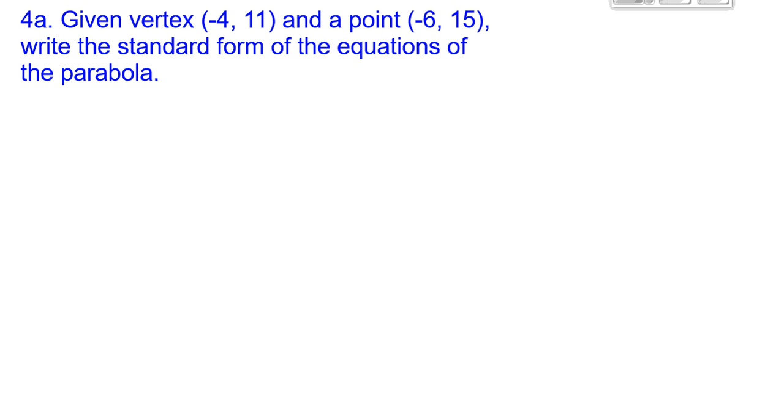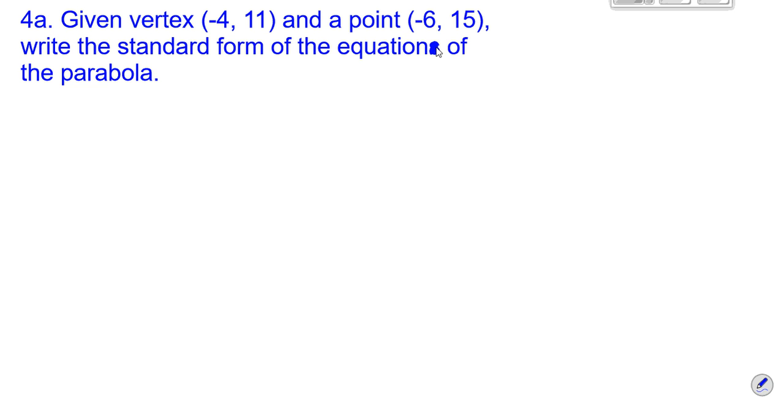This is a recording for pre-calculus notes section 2.1 part 2. If you remember, I left you with a problem to try, number 4a: given a vertex of (-4, 11) and a point (-6, 15), write the standard form of the equation of a parabola. I commented on that S being there, but I didn't do anything about it.